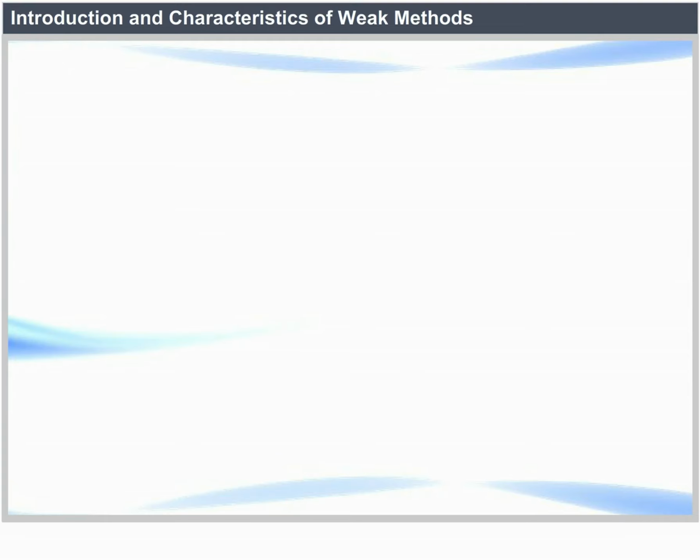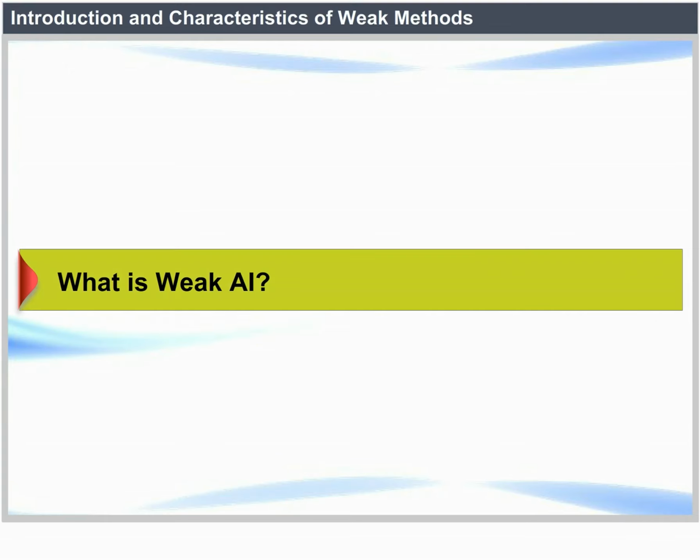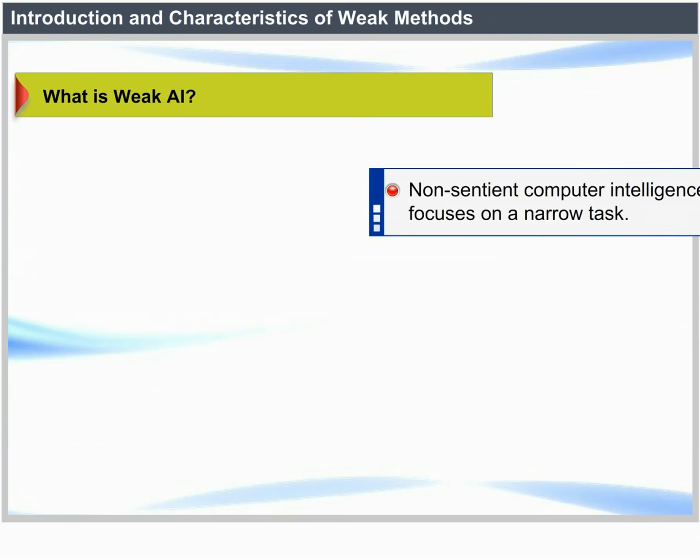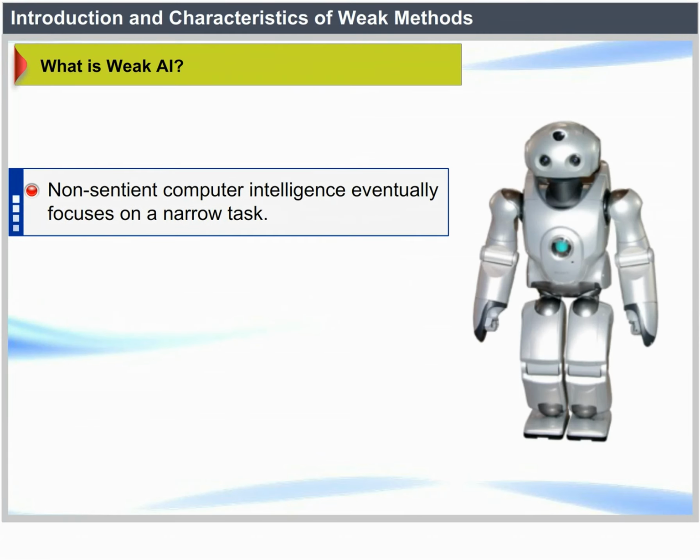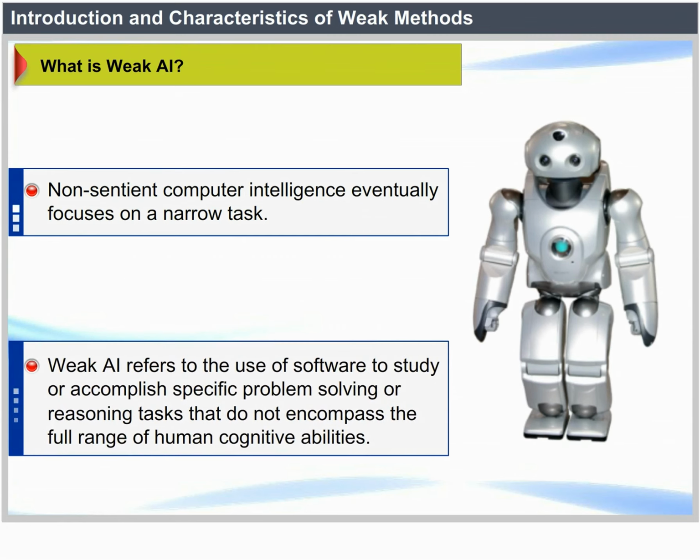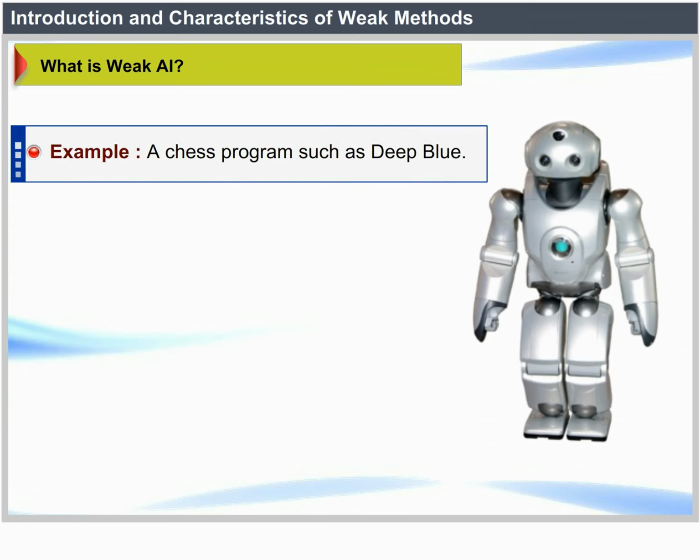Introduction and characteristics of weak methods. What is weak AI? Non-sentient computer intelligence, eventually focused on a narrow task. Weak AI refers to the use of software to study or accomplish specific problem-solving or reasoning tasks that do not encompass the full range of human cognitive abilities. Example: a chess program such as Deep Blue.